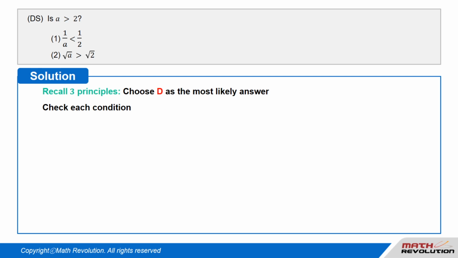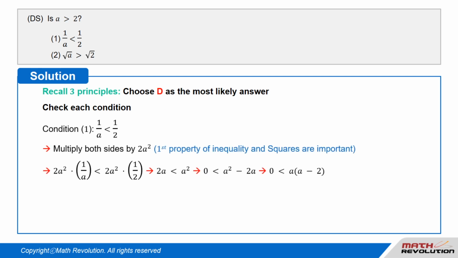Let us take a look at each condition. Condition 1 tells us that 1 over A is smaller than 1 over 2. If we multiply both sides of this inequality by 2 times A squared, we get 2 times A squared times 1 over A is smaller than 2 times A squared times 1 over 2, which means 2 times A is smaller than A squared, or 0 is smaller than A squared minus 2 times A, or 0 is smaller than A times (A minus 2).